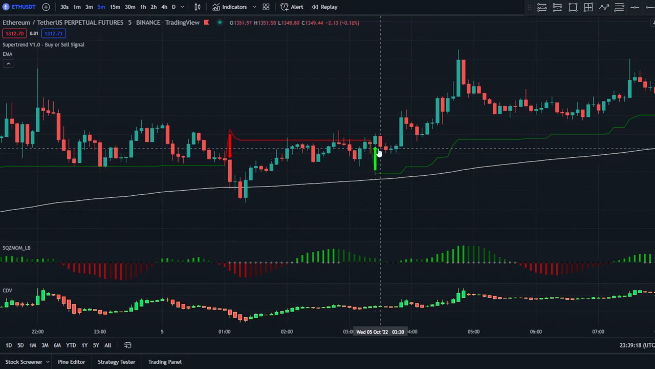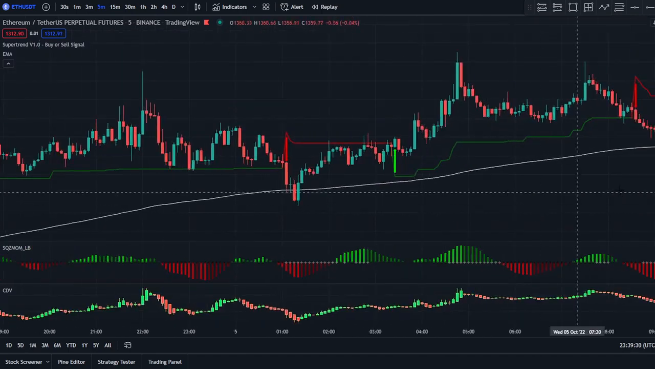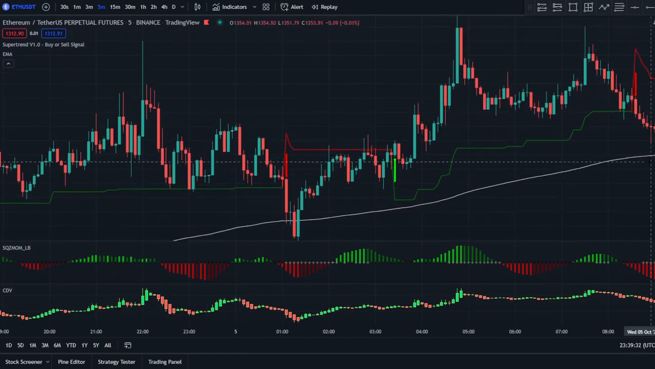buy signal. However, if we look on the squeeze momentum, it is dark green in color. What does this mean? It means that there's a decrease in the momentum of the trend, which means that the trend is weaker and we don't want to trade with the trend, and it is likely to result in a loss. So we're going to avoid this trade.